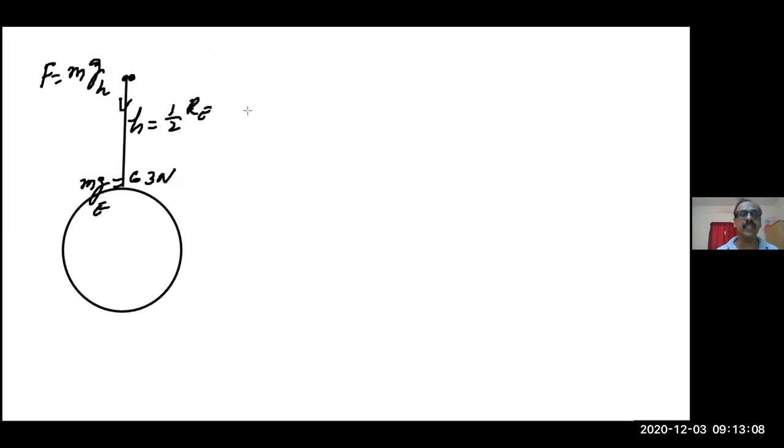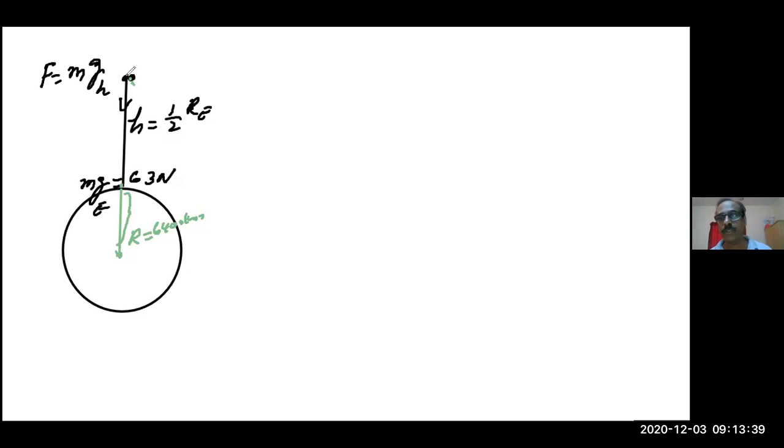So the radius of the Earth is 6,400 kilometers, given. Now, if you take the object to a height h that is equal to half of the radius, that means a height of 3,200 kilometers, what will be the value of weight?